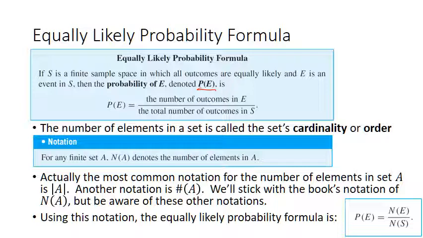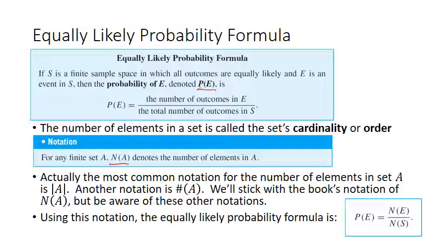The number of elements in a set, we had previously mentioned this just a little bit. That's called the set's cardinality, or its order. And we're going to use this notation right here from the textbook. So for any finite set A, n of A denotes the number of elements in A. So this is a function notation. N is like a function that you're plugging the set into. And the same for the probability. The probability notation is also function notation.